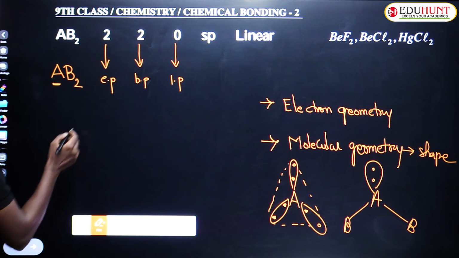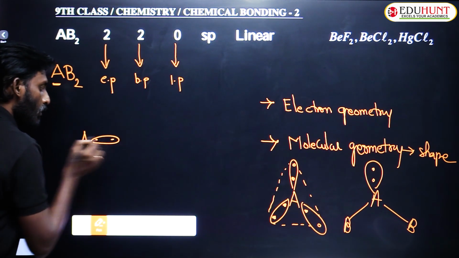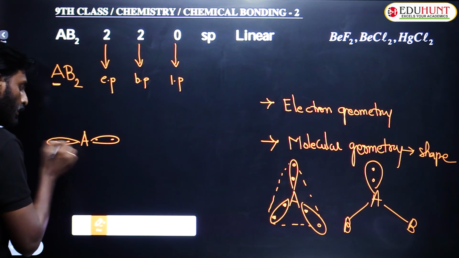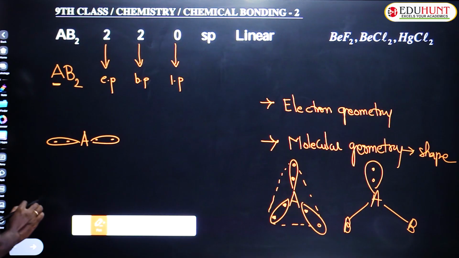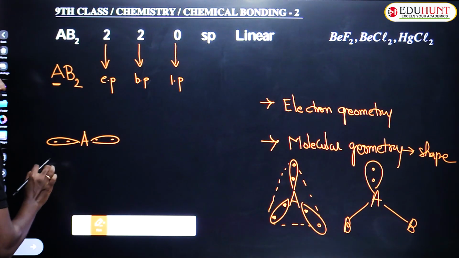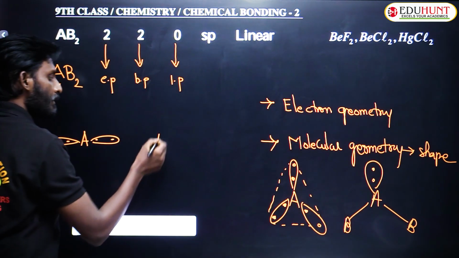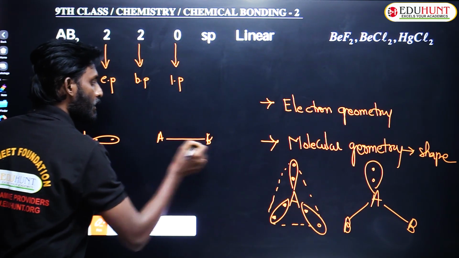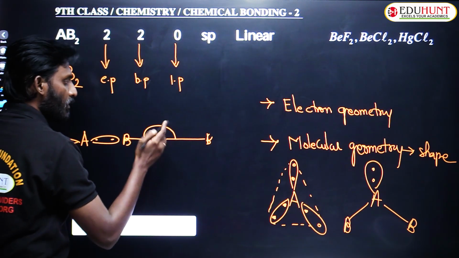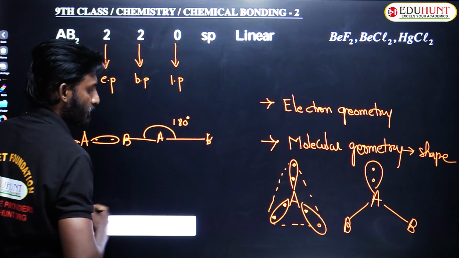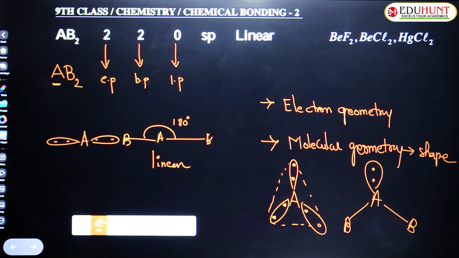Okay. Then simply according to Sidgwick, what happens? There are 2 electron pairs. Whenever there are 2 electron pairs, the electron geometry is going to be linear. But these 2 electron pairs are considered to be what? Bond pairs only. Then electron geometry and molecular geometry, that means both are going to be linear. So shape is also linear. Bond angle 180 degrees. Linear. Okay. I hope you understand.